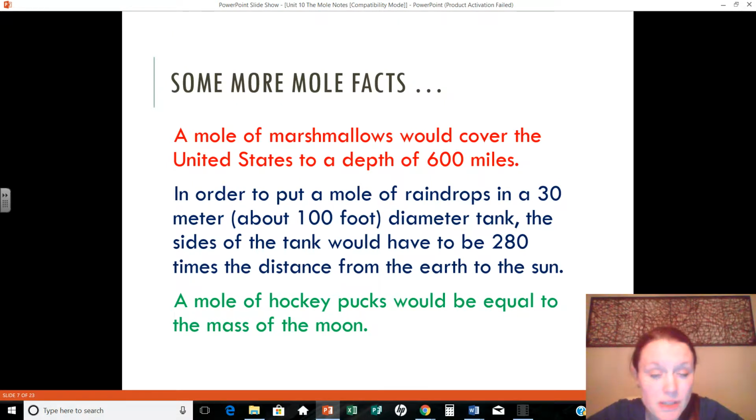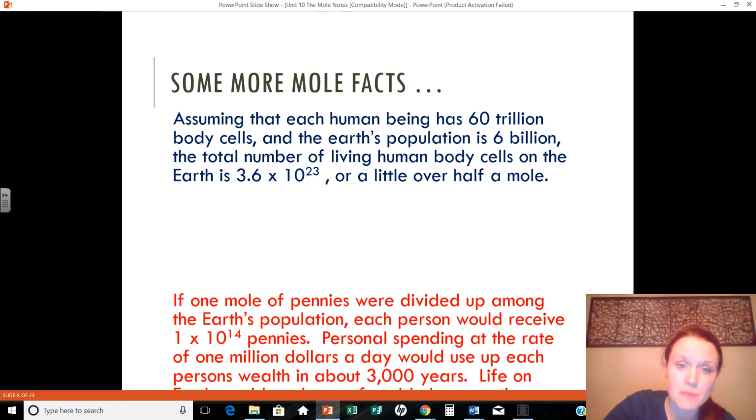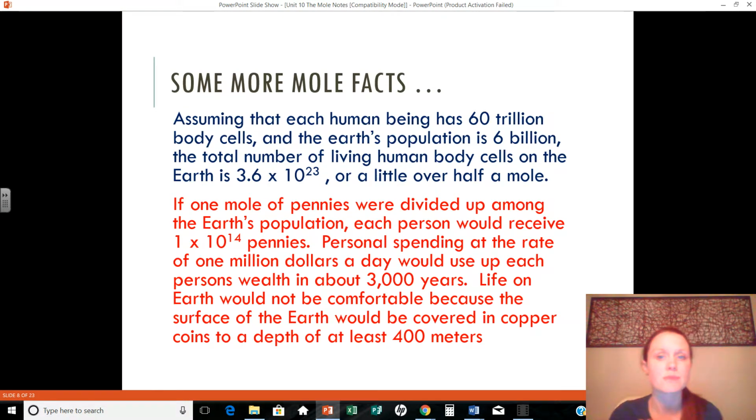I like the one all the way on the bottom of this slide, the green one, a hockey puck. At this point in your lives, you've all seen a hockey puck, played hockey. You know that a hockey puck is roughly that big, right? If you had 1 mole of hockey pucks, so 6.022 times 10 to the 23rd hockey pucks, your 1 mole of hockey pucks would be equal to the mass of the moon. Huge numbers here. Oops, went a little too fast.